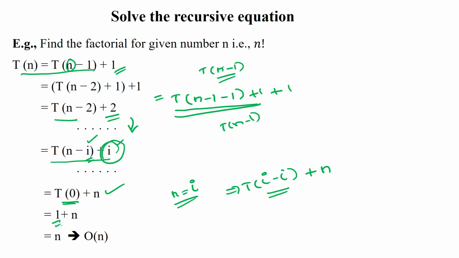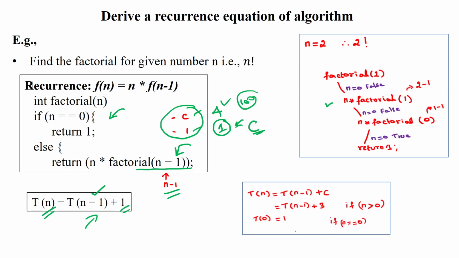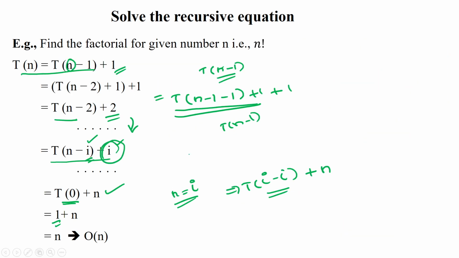So T of 0 equals 1. T of 0 means 0 factorial. When you pass 0, it will check the condition, yes it is true, so it will execute only one return statement and you will get the value 1. So this is one time, this is one time, so 1 plus 1 is 2 times, and the 2 is considered as a 1 as per this small constant. So now we substitute the 1, or you can use c also. Then here we have the n. So finally we got n, so this is order of n.